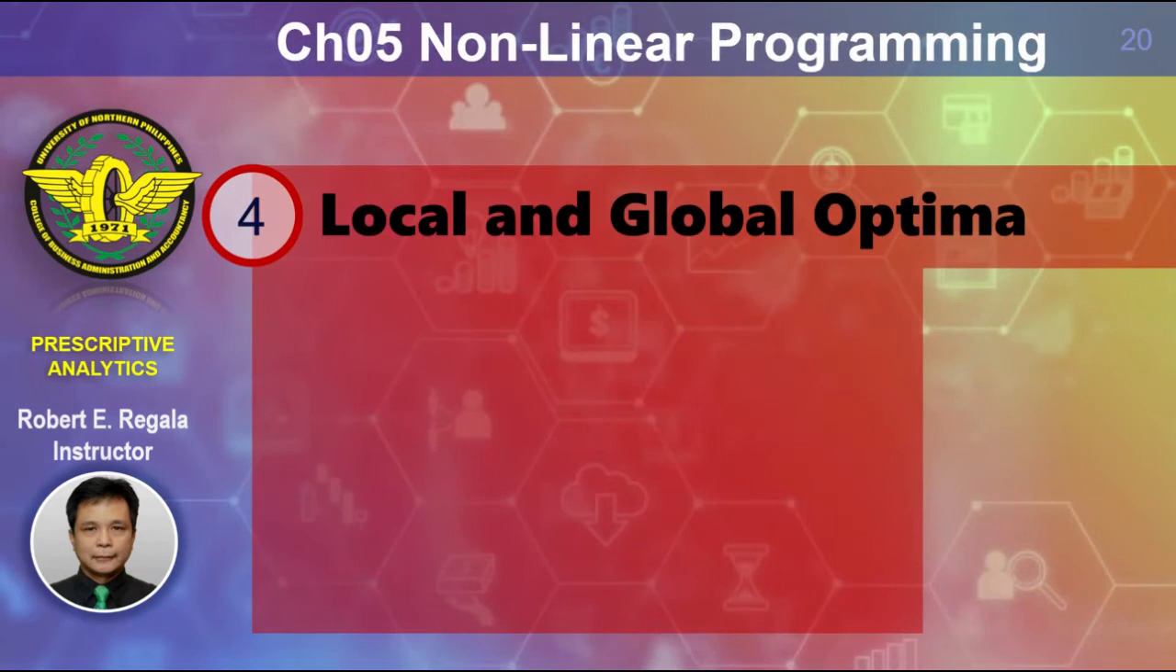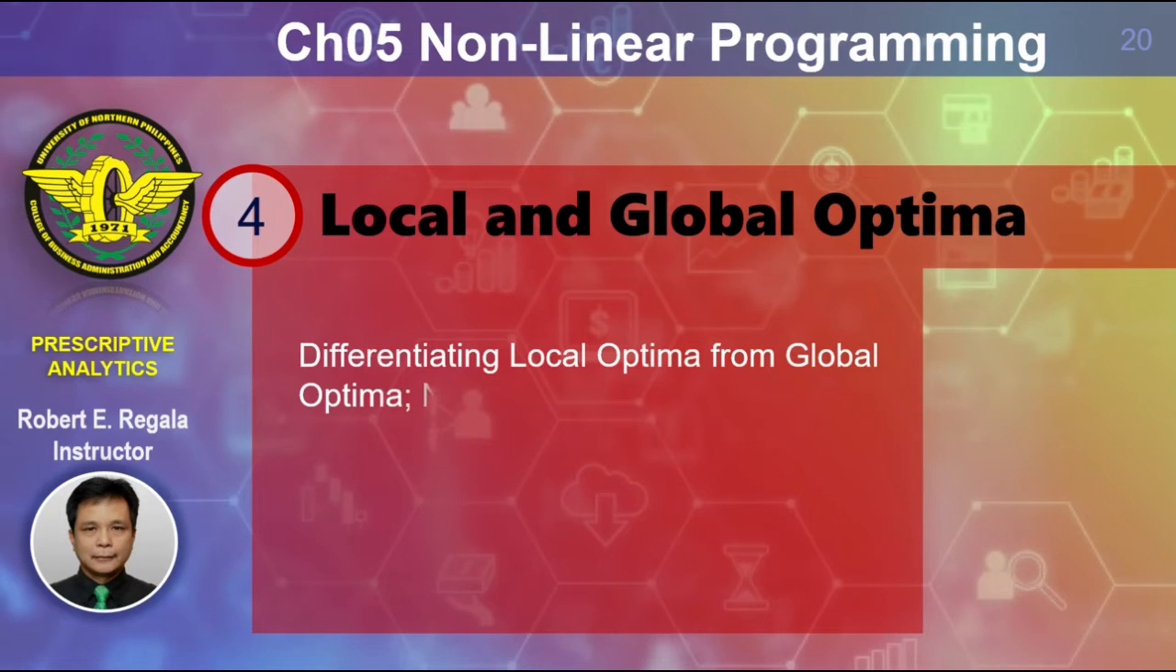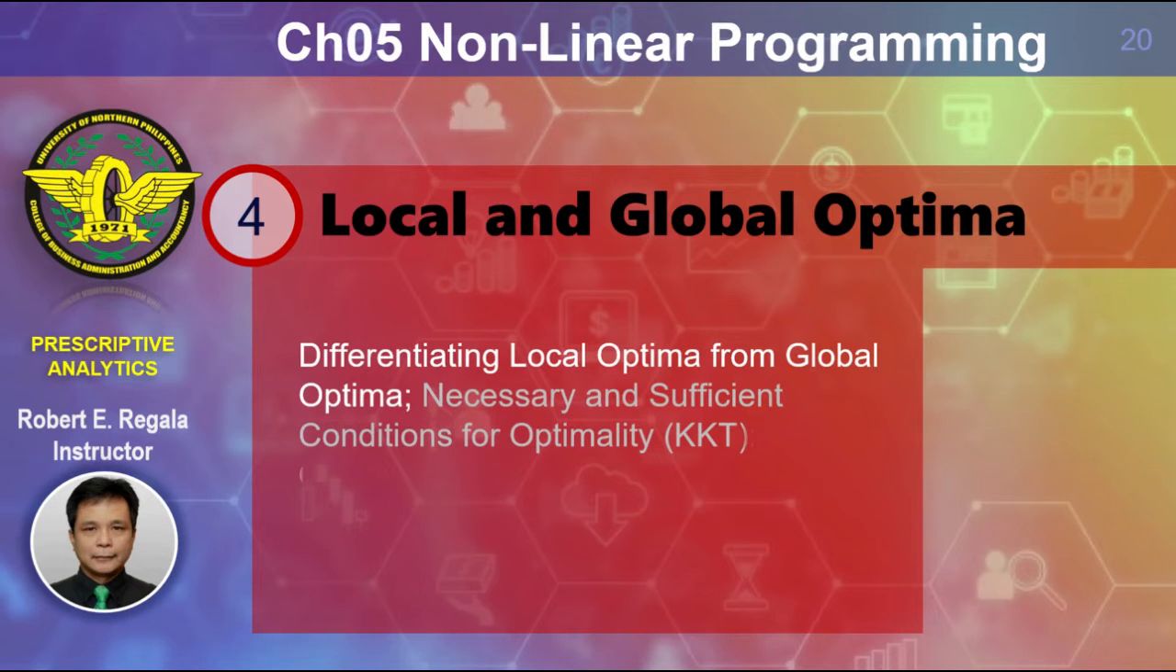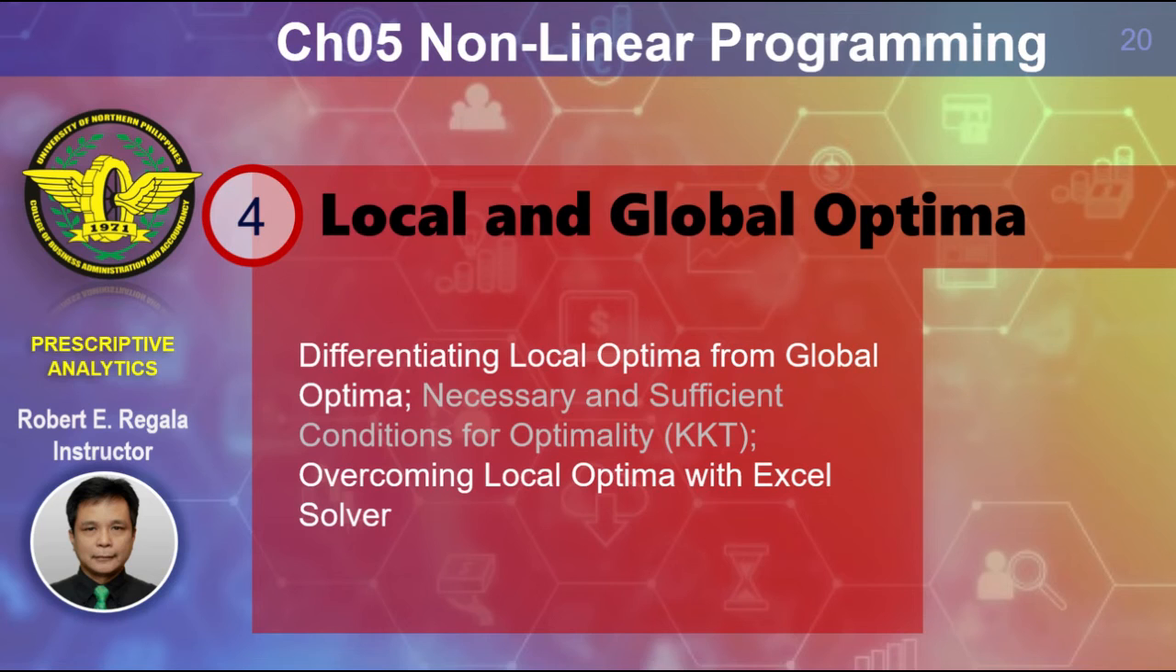4. Local and global optima, finding the true peak. This section includes a discussion of 1. Differentiating local optima from global optima. 2. Necessary and sufficient conditions for optimality, KKT, and 3. Overcoming local optima with Excel Solver.